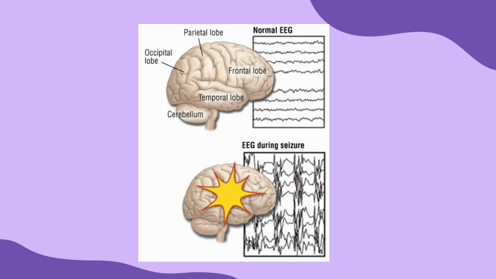And here is a figure just to show the difference between, on the top, the normal active brain EEG versus on the bottom, what an EEG looks like during a seizure, and you can tell that the neural activity is just going wild on the bottom one.